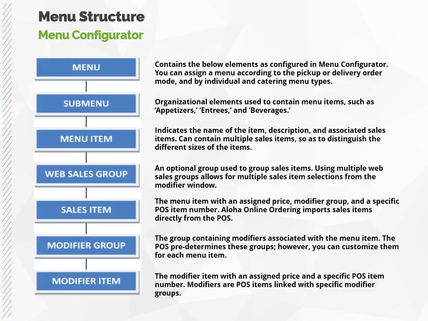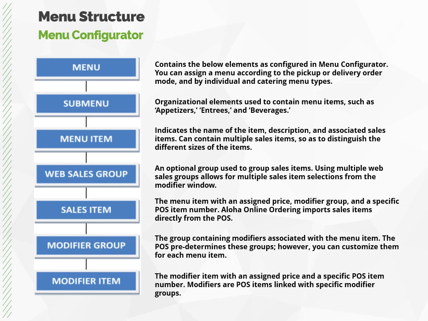Menu structure. In order to successfully create and manage menus, you must first understand how the online menu is structured. The following provides a hierarchical overview of the menu structure for Aloha online ordering. At the top of the menu tree is the individual or standard menu, which contains all of the elements below it. Menus can be assigned according to the pickup or delivery order mode and by individual and catering menu types.